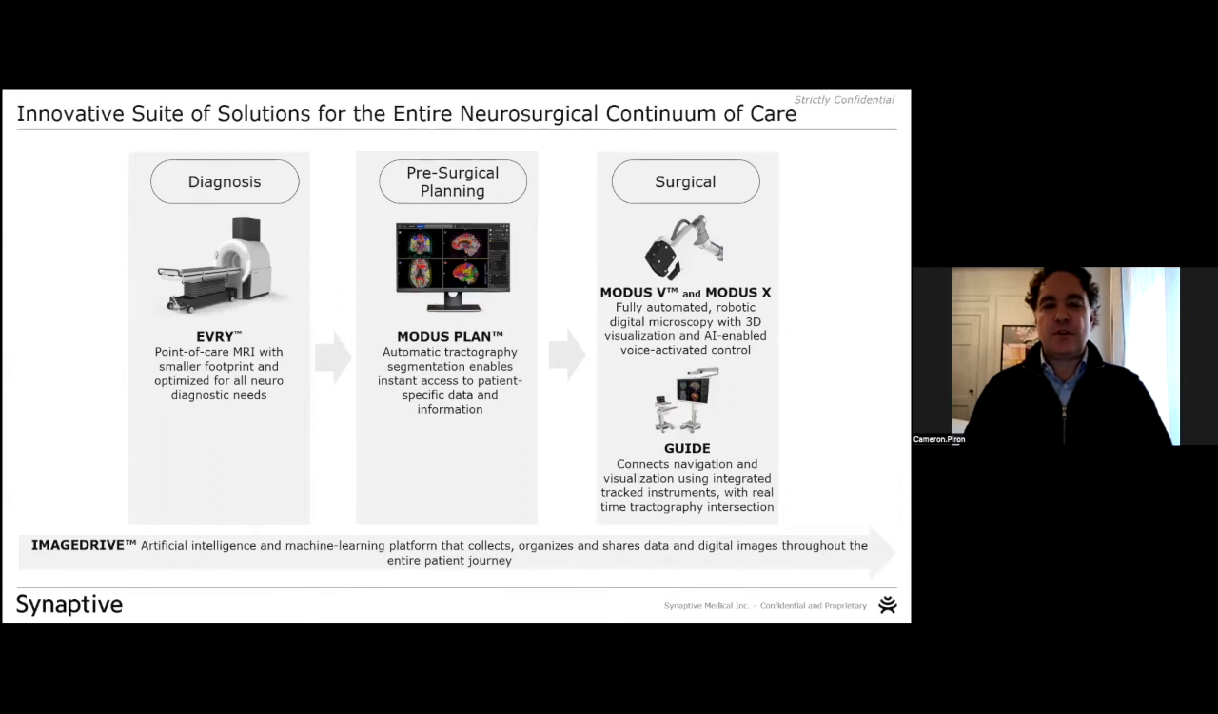And then, reflecting back on what our product does, it's capital equipment, which often is a bit of a challenge to get into a hospital.